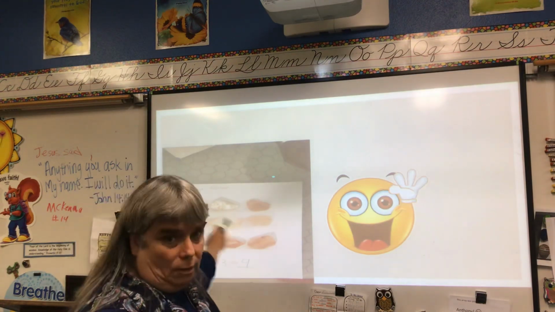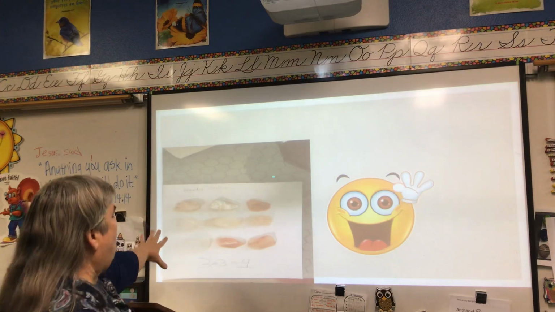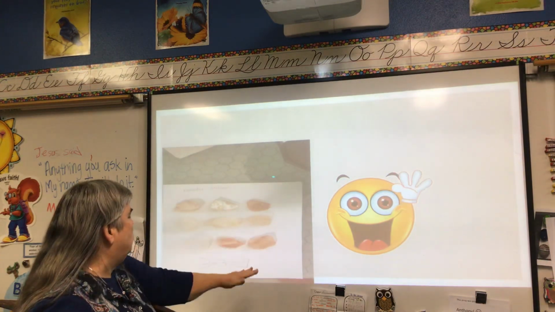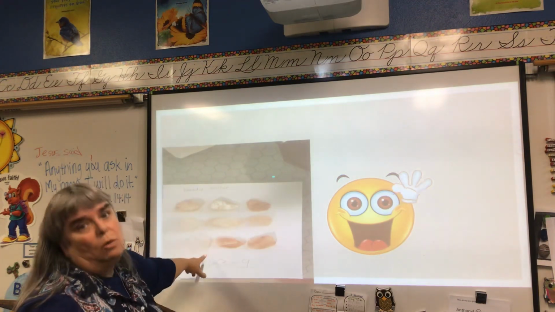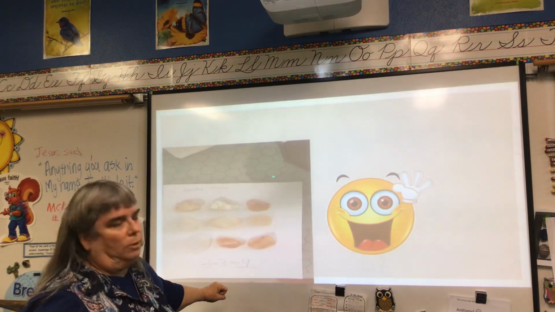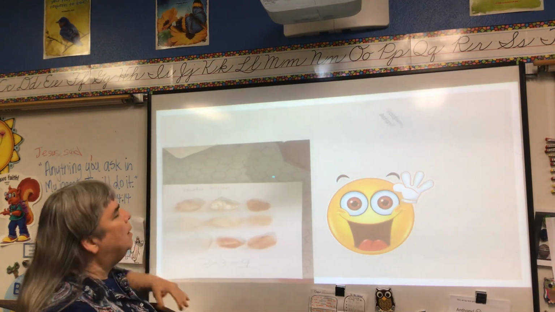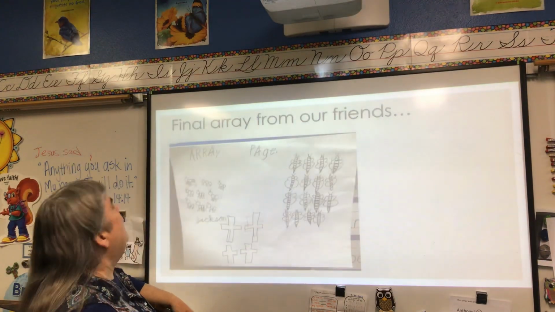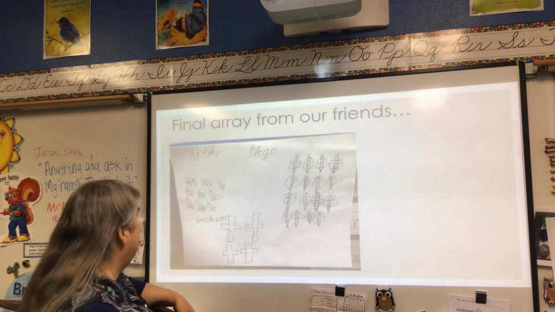This is Nadia Miller. She also sent us an array. And so she has rocks. And she wrote her array right here. She has 3 rows with 3 equal parts. So 3 times 3 equals 9. Great job. It says Nadia's array. Good job, Nadia.